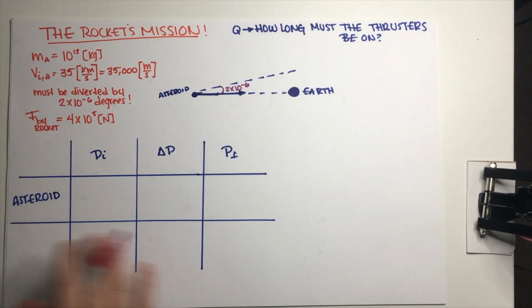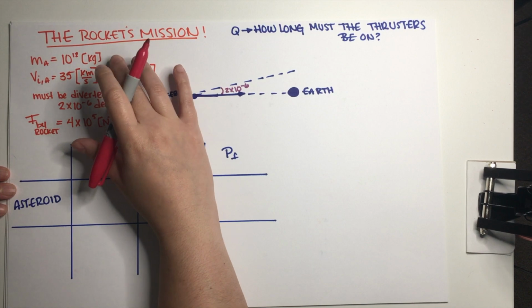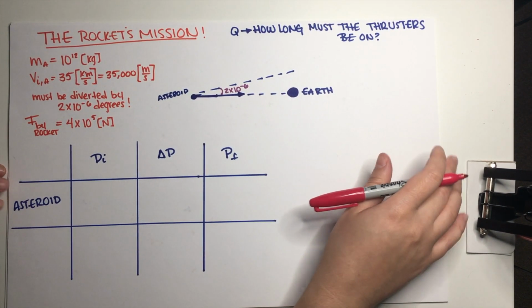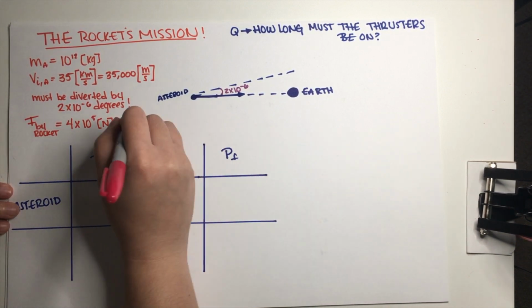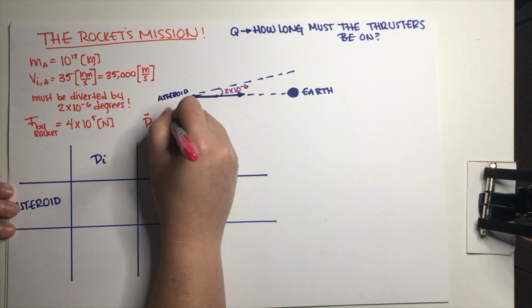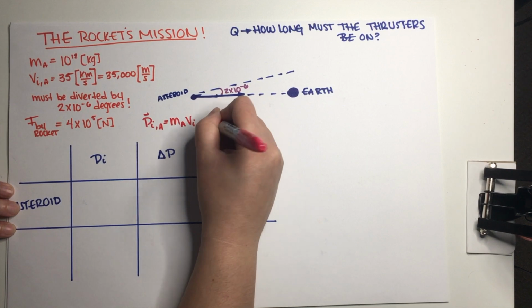The first thing that I'm going to do is fill in the information that I have. I do have a mass, and I have an initial velocity. I'm going to go ahead and multiply those numbers in order to get an initial momentum. So that is the mass of the asteroid, initial.